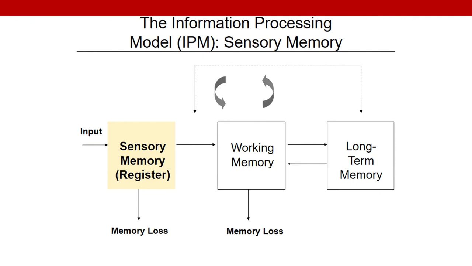So let's take a look at sensory memory. We have 5 senses that we all know about. We can hear, see, taste, touch, and smell. In reality, we have 2 more, kinesthetic and motion. So we in fact have 7 senses.